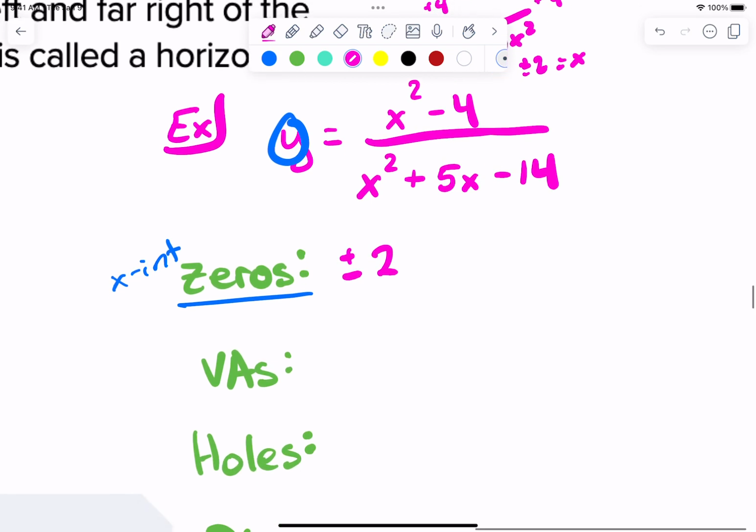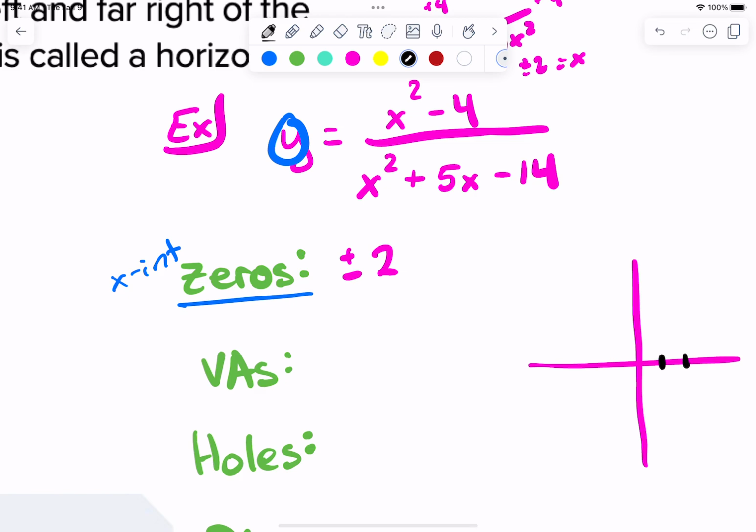I'm going to do a little sketch of him over here. If you want, you can do the same. Positive 2, touching. Negative 2, touching. There he is. For now, they're touching it. That's fine.